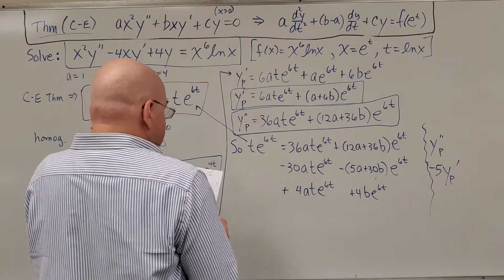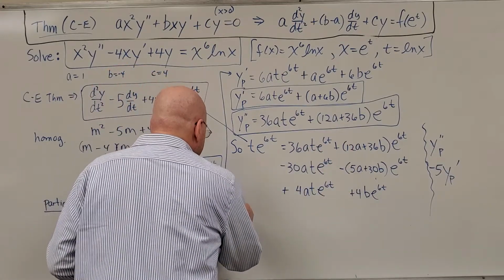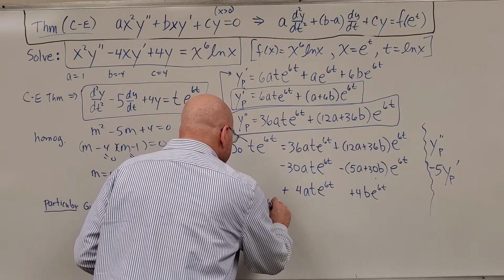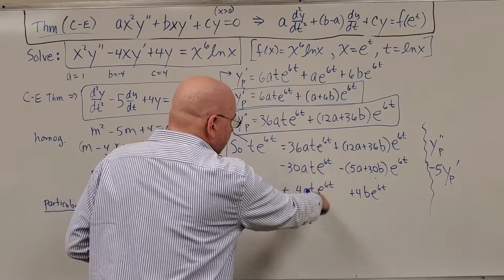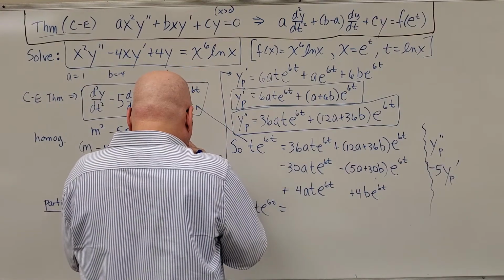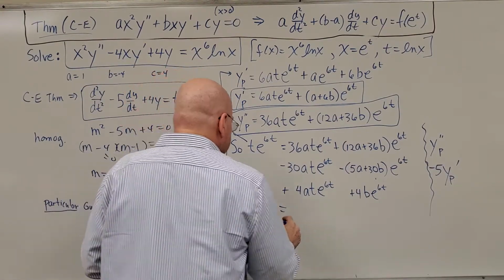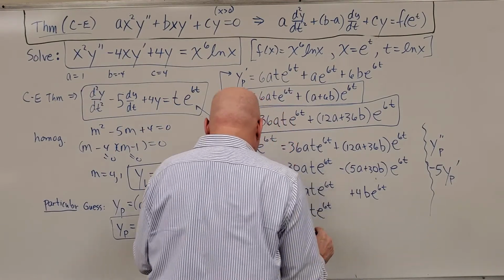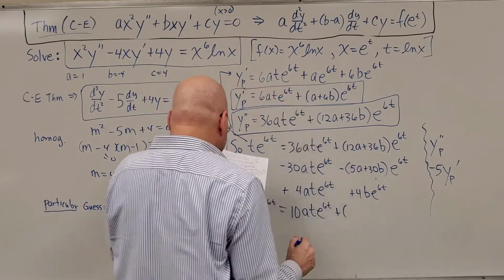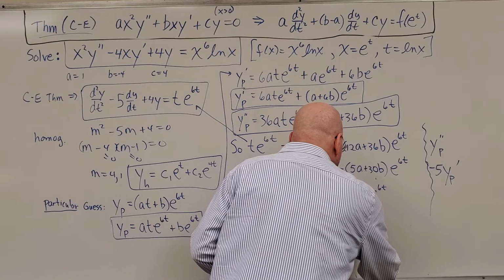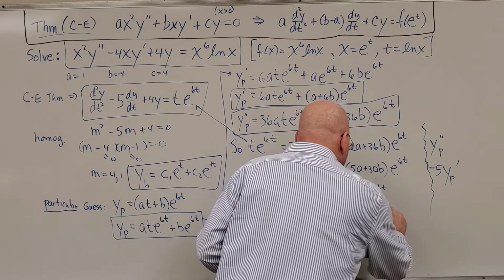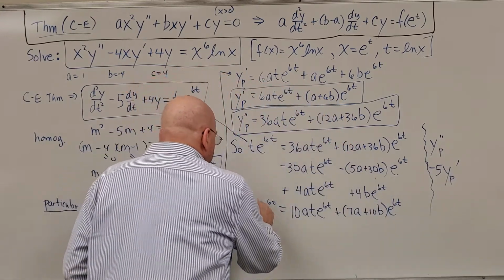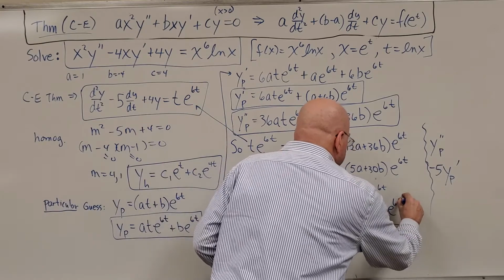All right, to summarize that, simplify that, t e to the 6t, and I'm just adding all the like terms together. We're going to get 10at e to the 6t plus, in parentheses, 7a plus 10b, e to the 6t. So I'm going to go ahead and put a box around it, but it's not our final answer.